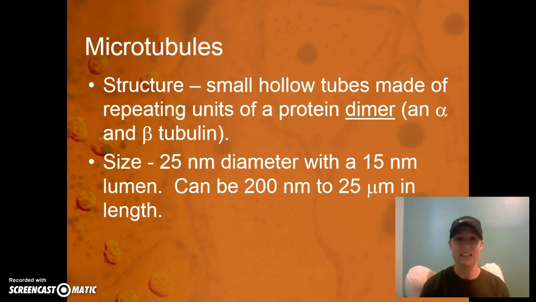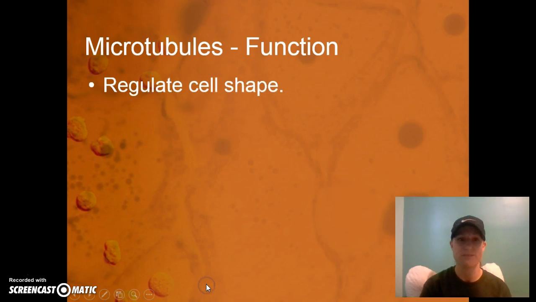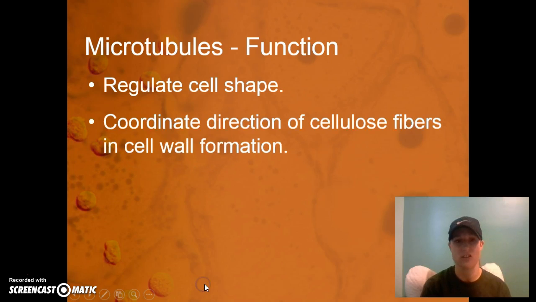Its size, again, is 25 nanometers in diameter with a 15 nanometer lumen. Remember, the lumen is the space in between the membrane. It can be 200 nanometers to 25 micrometers in length. What does this mean? Of all the cytoskeleton, it is the thickest. That's what you've got to know. It's the thickest, and it's what we could say is the largest of them, but sometimes not necessarily in length. Their function is to regulate cell shape.